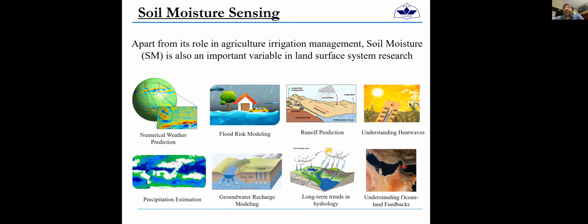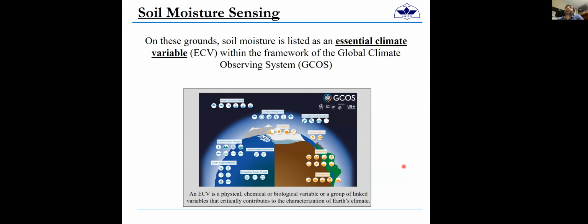As you can see, all of these applications, and even agriculture, are related to our earth, our climate. So keeping these things in mind, there is a United Nations run agency called the Global Climate Observing System, GCOS. If you already know, then well and good. If you don't know, please go and visit their website.